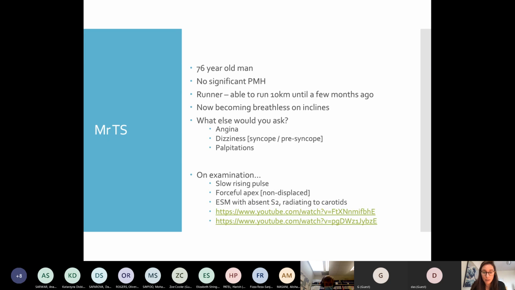So here, I think everybody knows what aortic stenosis sounds like. So I'm just going to play this very briefly.